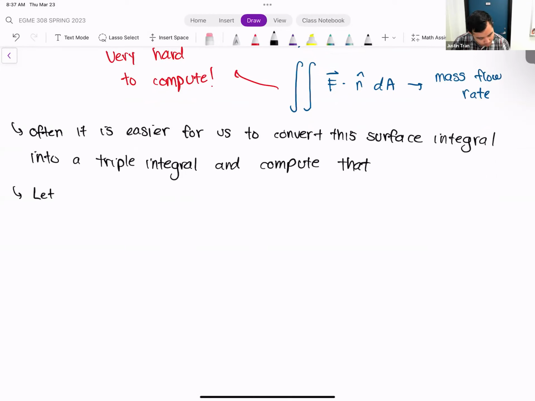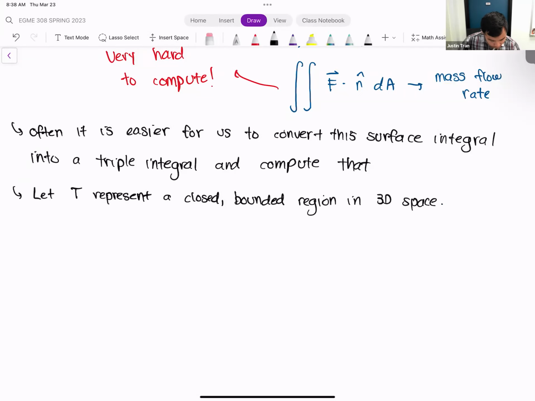First, let's define some definitions. Let's say we have a region T. We're going to have T represent a closed bounded region in 3D space. And then this T is bounded by a surface S. S is basically just the exterior of T. So it's kind of like a shell, right?